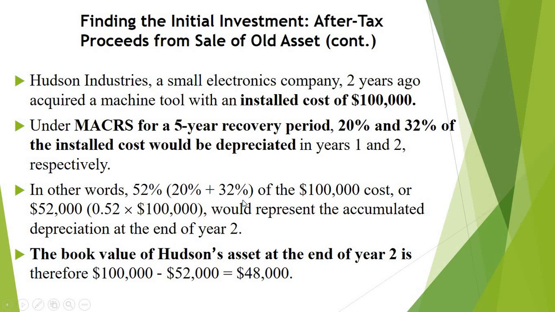That's 20% plus 32% of $100,000, which is the installed cost of the machine. The accumulated depreciation is simply 52% times $100,000. In this case, book value of this machine at the end of year 2 is 100,000 minus 52,000. So book value is $48,000.